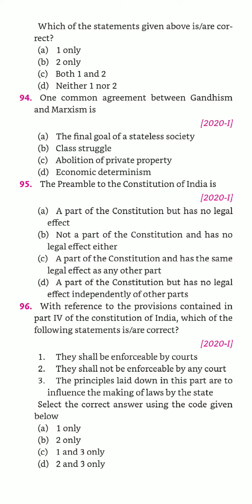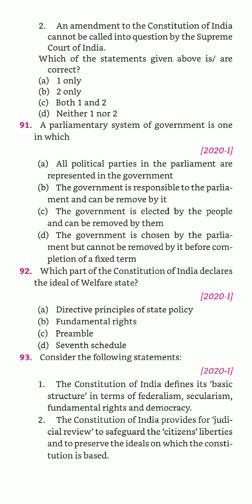So you can write about this one, and you can easily eliminate here class struggle. Gandhiji never talks about the class struggle. Abolition of private property, Gandhiji never talks about. Rather, he endorses capitalists like Birla and others. Economic determinism, he doesn't talk about this part also. So there is only one thing, A part. This is one part. Then another question, friends, basic structure.